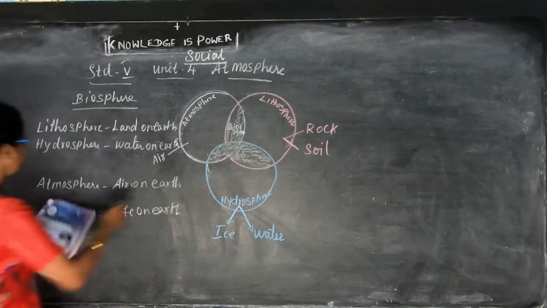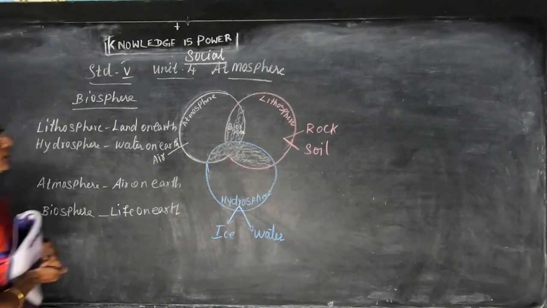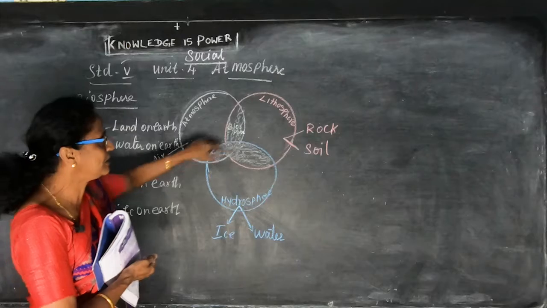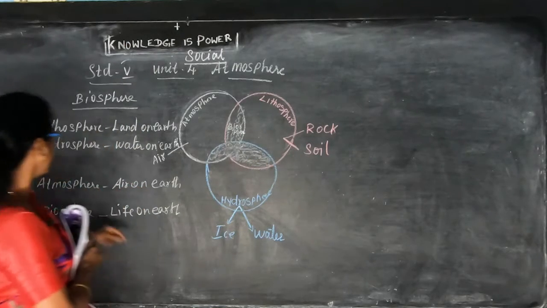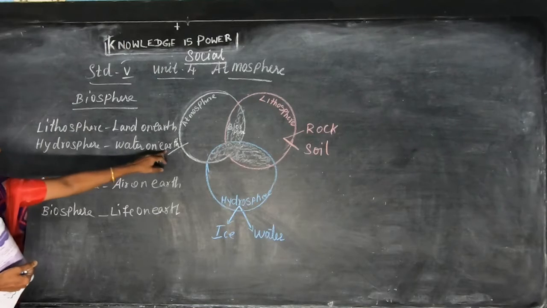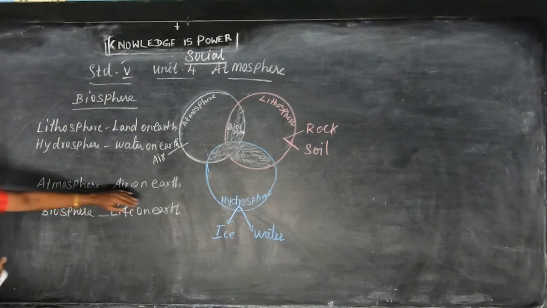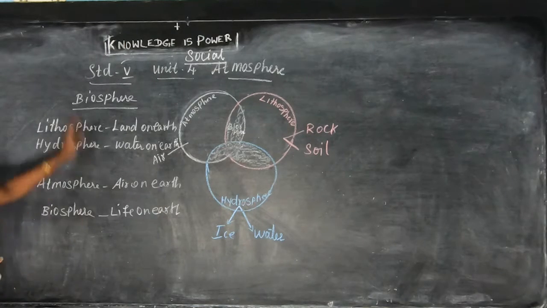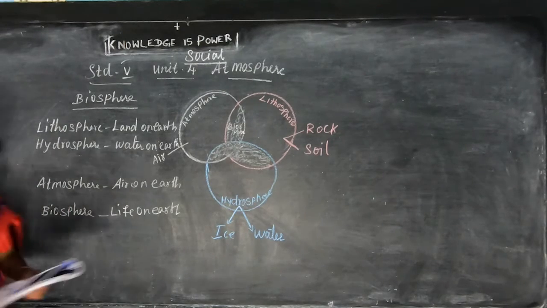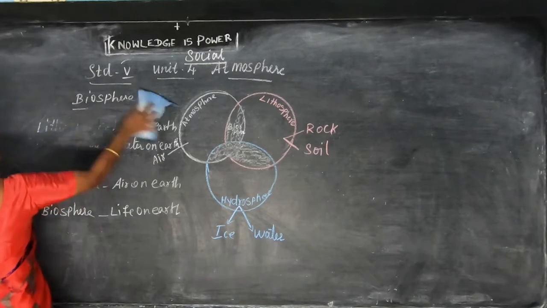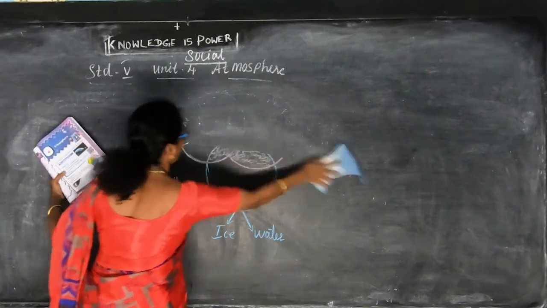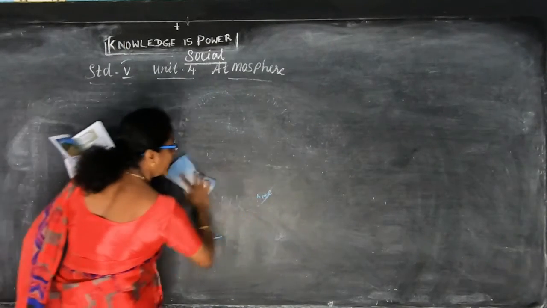So what do you mean by biosphere? Biosphere is the combination of atmosphere, lithosphere and hydrosphere. That is air, rock and soil, ice and water. So lithosphere is land on the earth, hydrosphere is water on the earth and atmosphere is air on the earth, and biosphere, all the three together, is the life on the earth. So now we are going to see one by one. We have finished seeing the biosphere. Now we are going to see the atmosphere.